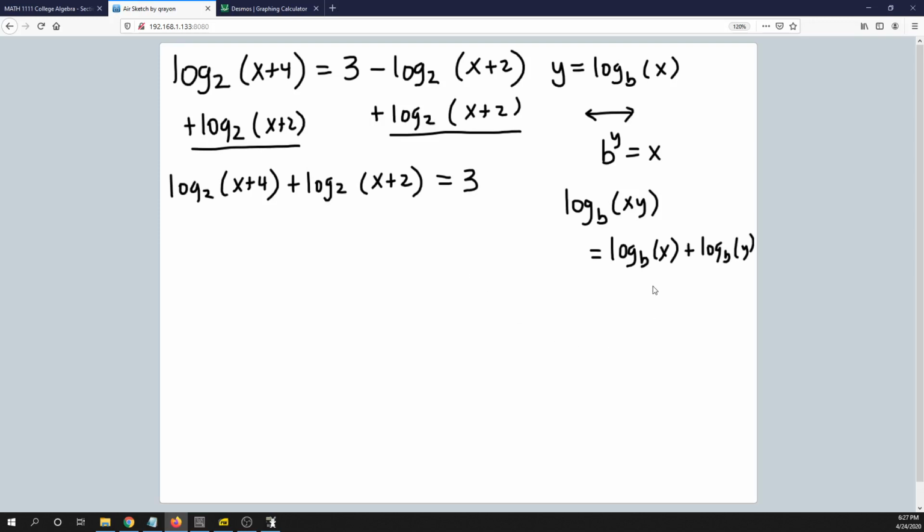The left-hand side of this equation is exactly of this form: log base b of something plus log base b of something else. We can rewrite it so it looks more like this side, which is log base b, and on the inside of the log I have the product, or multiplication, of the two arguments of the log. That is exactly what I'm going to do. So using that property, this side would be log base 2 of x plus 4 times x plus 2.